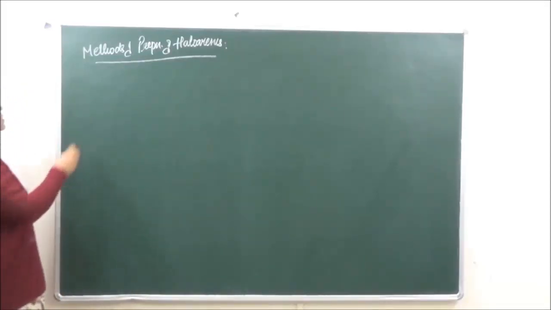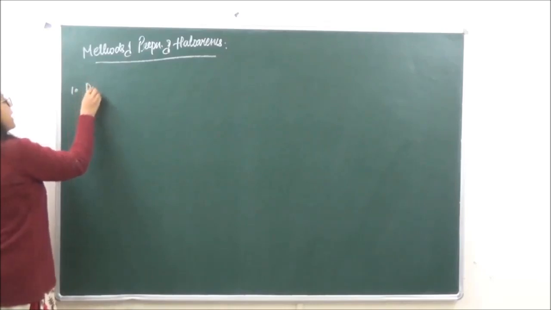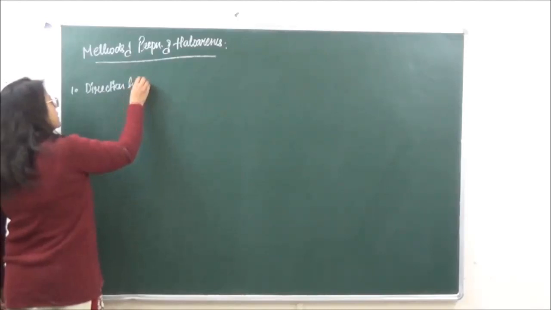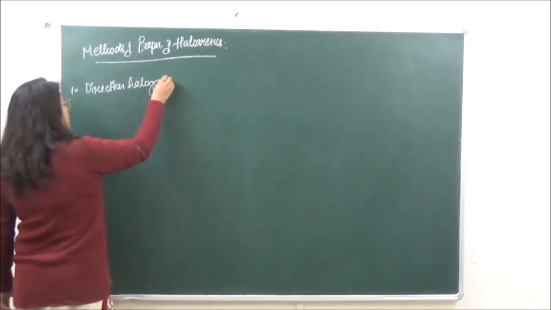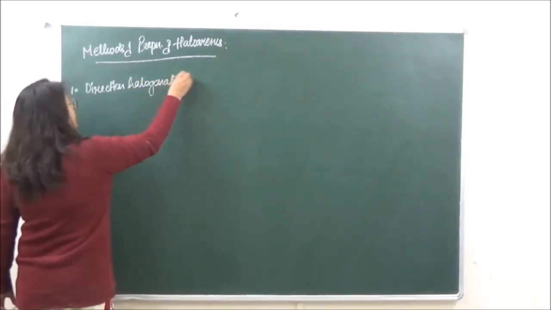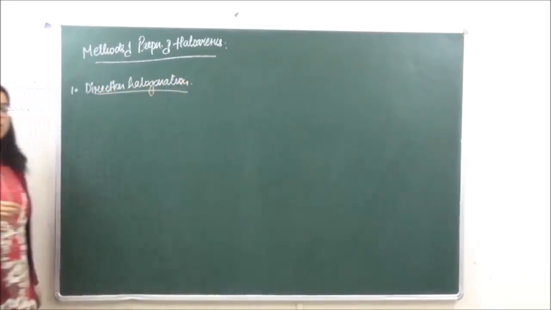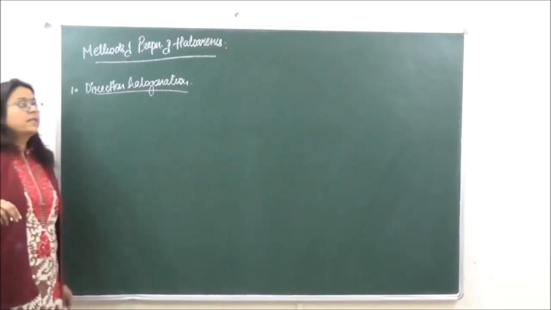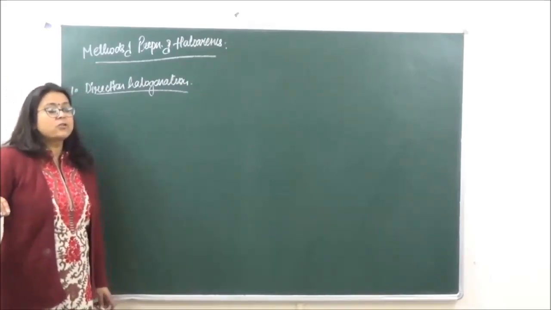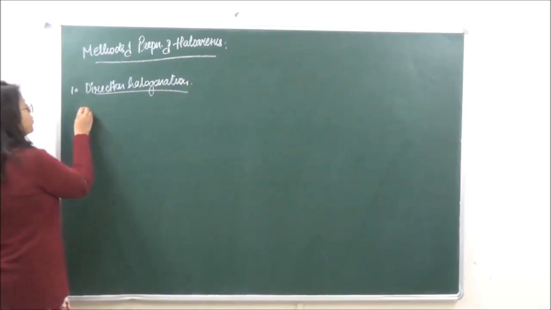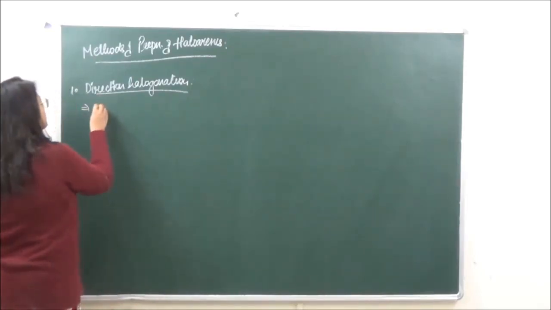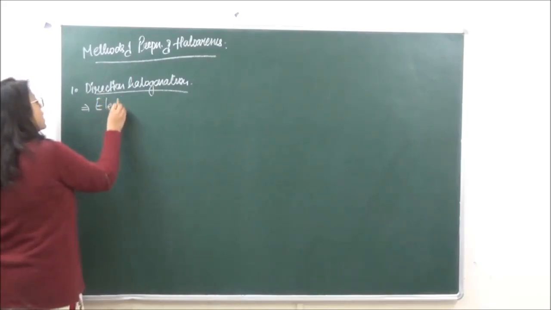The first method which we will do, that is the direct halogenation of the benzene ring. Now when we are doing the direct halogenation over here, this reaction is known as electrophilic substitution reaction of the aromatic benzene ring or the nucleus of the benzene ring. So this reaction is going to come under electrophilic substitution.